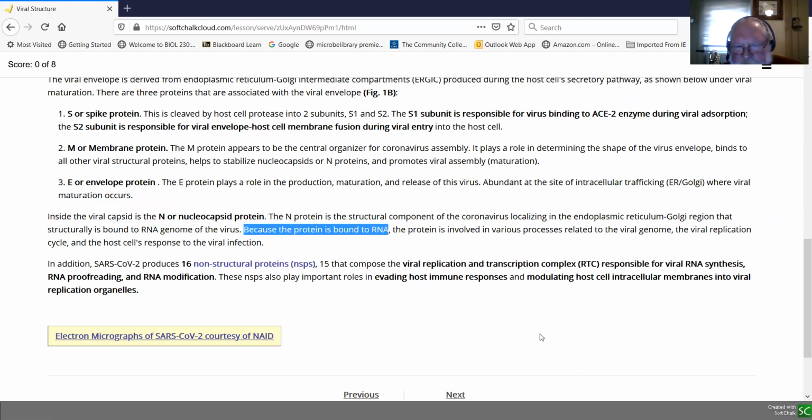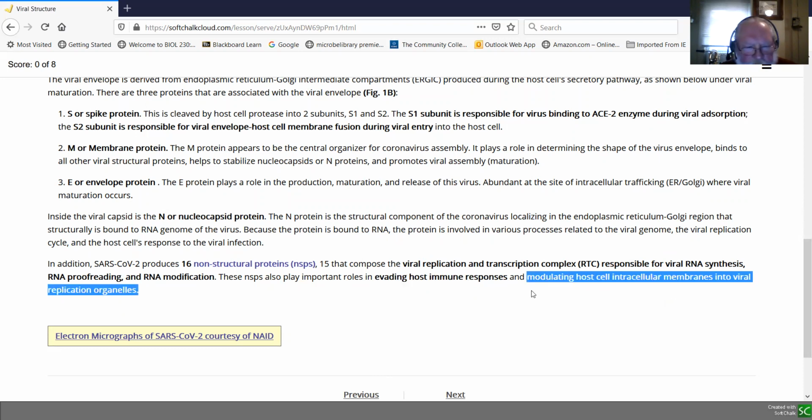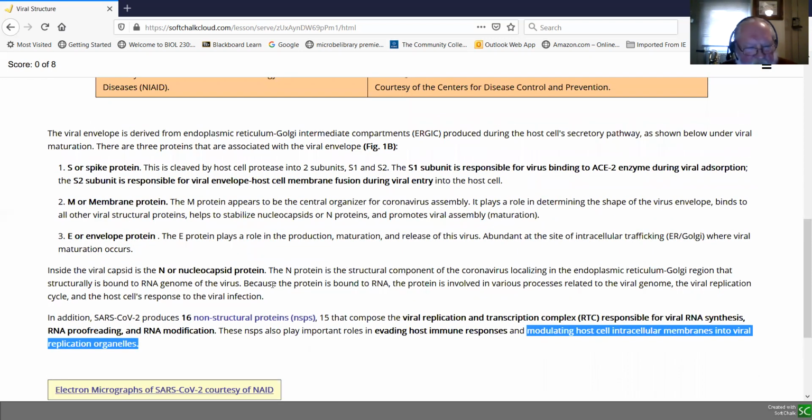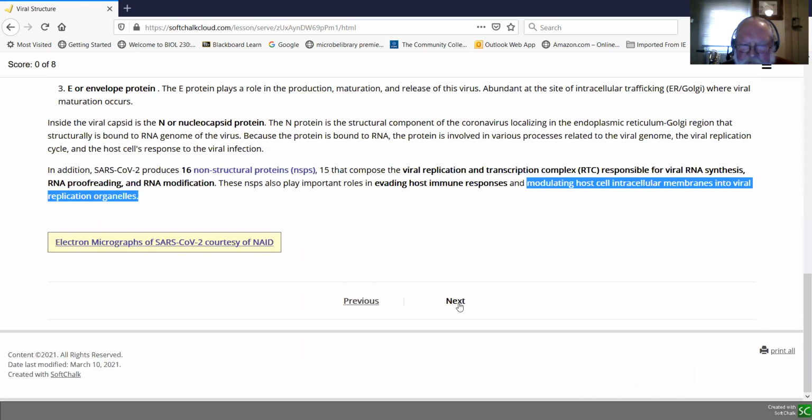And 15 of these non-structural proteins form the viral replication and transcription complex, or RTC. And this is the complex of enzymes that's responsible for viral RNA synthesis within the host cell, proofreading the viral RNA, modifying the viral RNA. Some of these non-structural proteins, or NSPs, also play important roles in helping the virus to evade host immune responses, and also in modulating host membrane into viral replication organelles, which we'll talk about in a little bit. So those are the various proteins that the virus needs to replicate and to form structures of the virus.